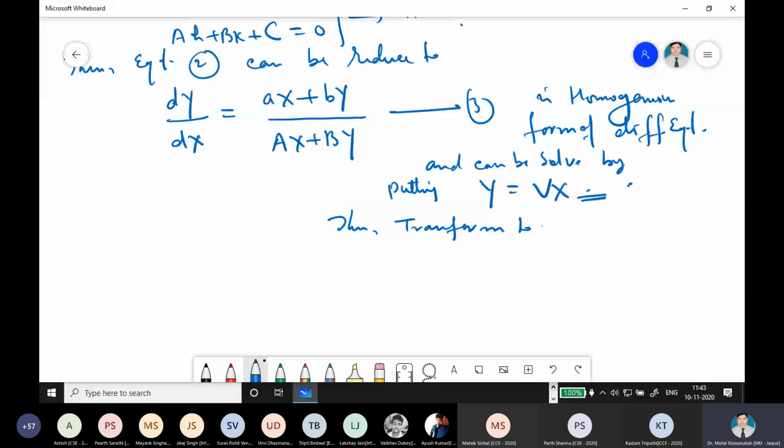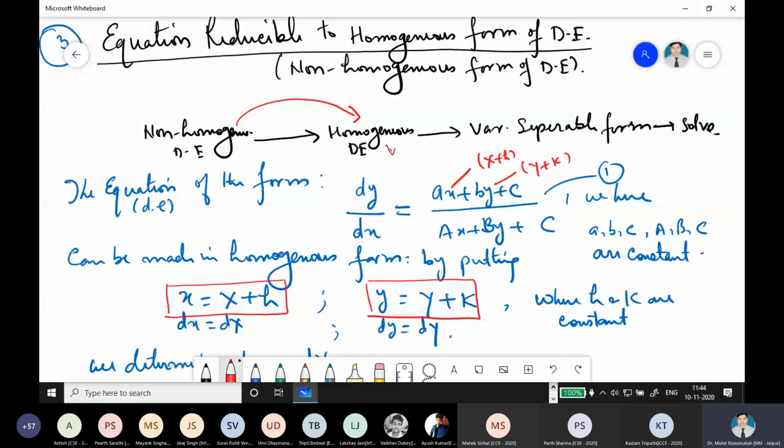Come to step 1. So I am coming to the first step here. That is the equation which is reducible to homogeneous form. That means the equation is non-homogeneous. Fine. So if it is a non-homogeneous equation, what you have to do is convert this equation into the homogeneous form, and then for this homogeneous form, again use another variable v, say capital Y equal to vX, replacing one independent variable with another independent variable.